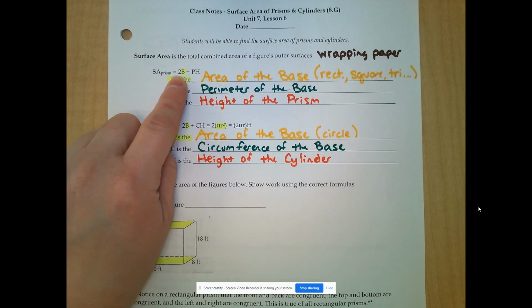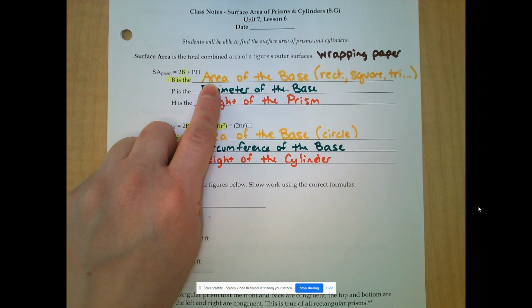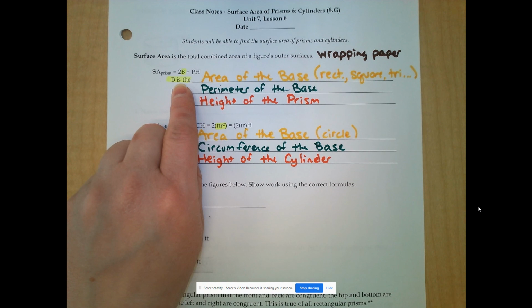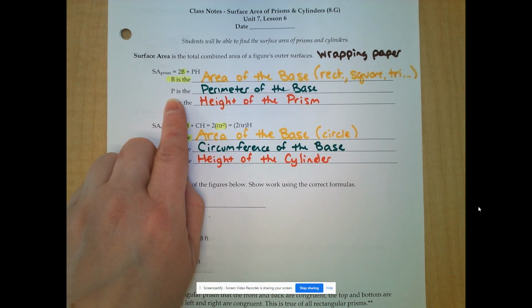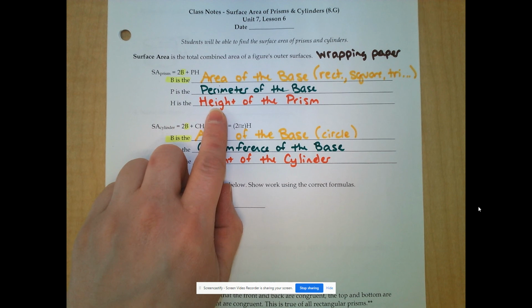So there are two bases on a prism. So we need 2 times B. B is the area of the base. Notice it's not a length, it's an area. So we have to find the area of the base in order to do 2 times the area of the base. We also need capital P, which is the perimeter of the base. And we need capital H, which is the height of the prism.